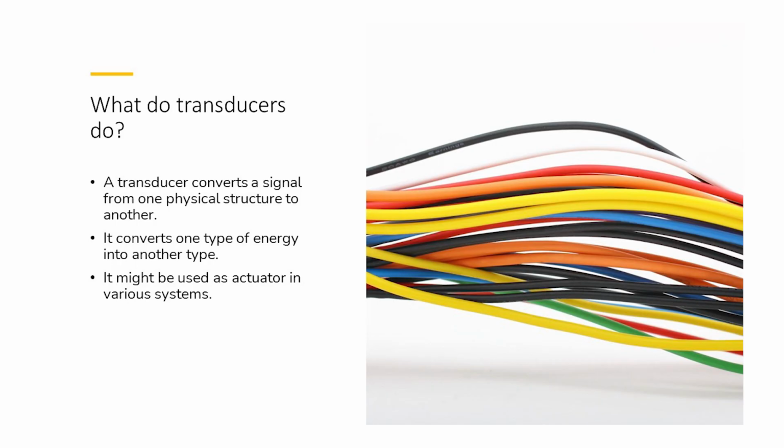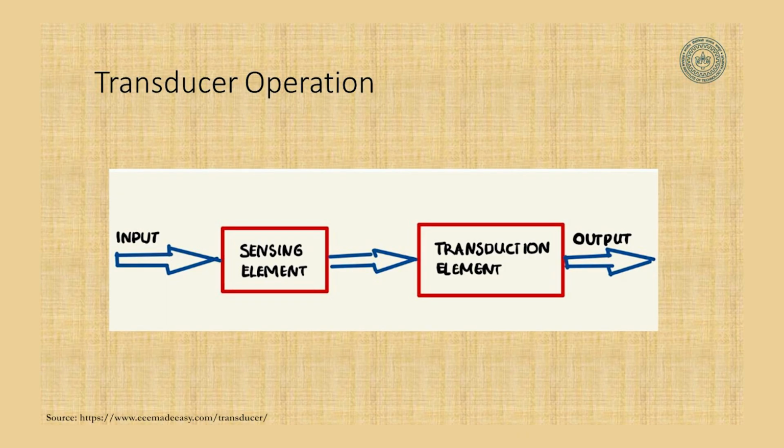So, what do these transducers do? Well, they convert a signal from one physical structure to another, or one type of energy to another type. Transducers may also be used as actuators in various systems. So, transducers convert the signal from one physical structure to another, or from one type of energy to another type. If we look at the operation of the transducer, you can lay it out like this. The sensing element gets some input, then there is a transduction element, and that gives you an output that is readable or interpretable.